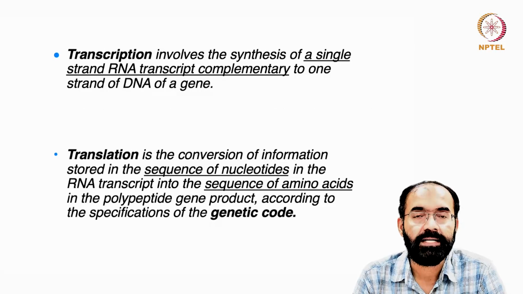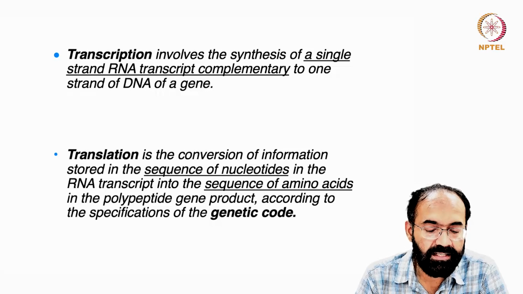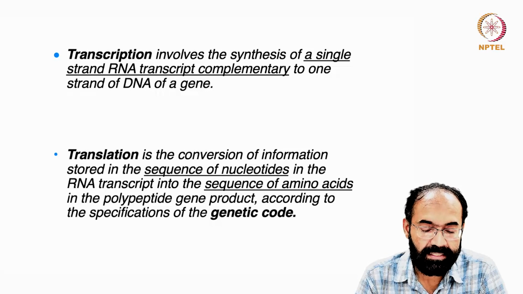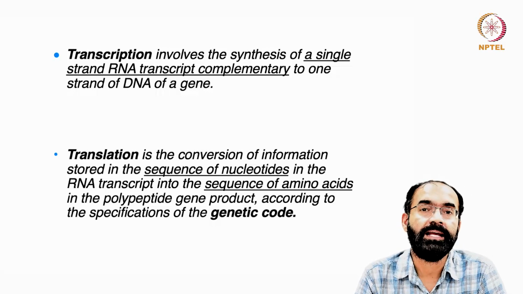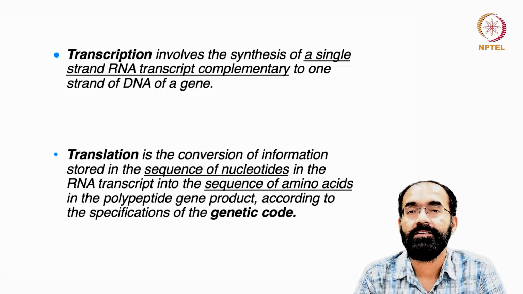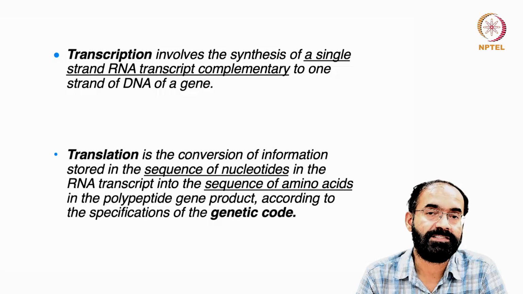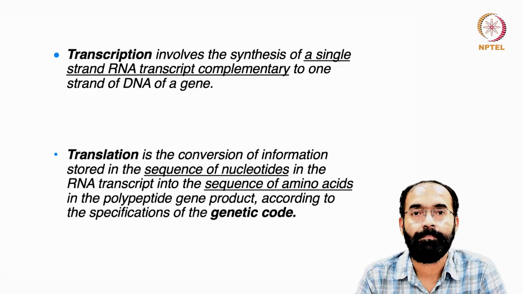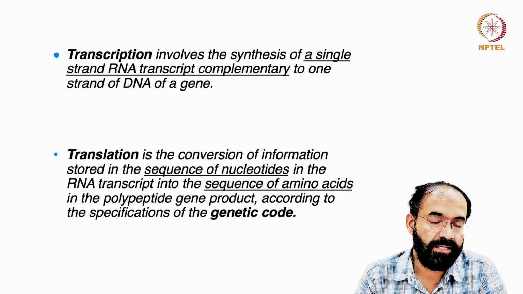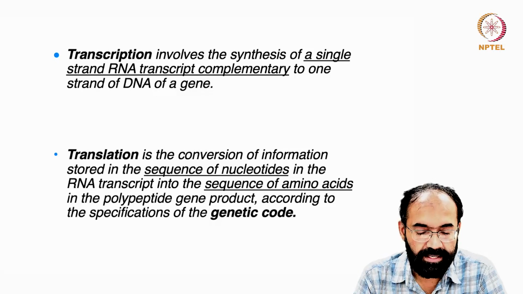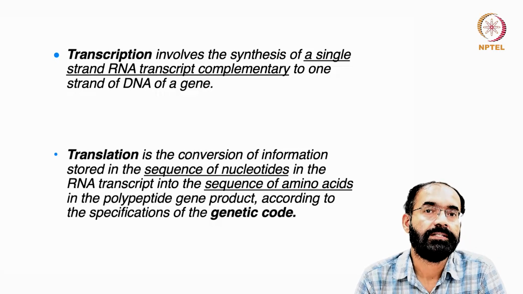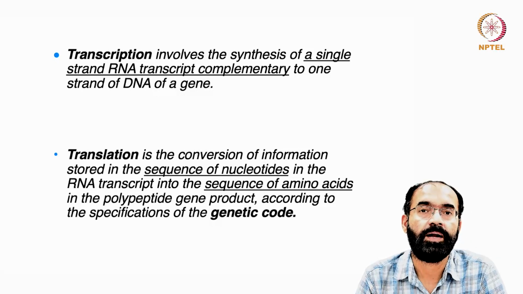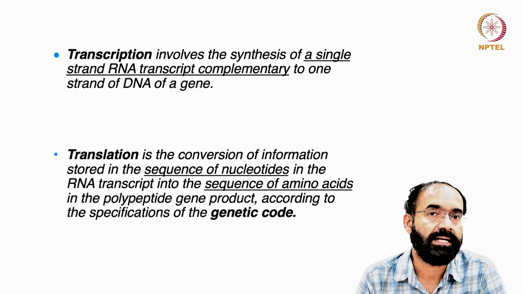And transcription involves a single stranded RNA transcript that is complementary to one strand of the DNA or a gene. Remember, when you say complementary strand, they are mirror images of each other. A pairs with T, G pairs with C in the case of DNA. So transcription involves the utilization of one of the strands in a DNA.